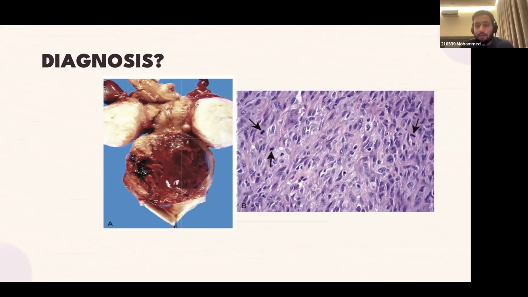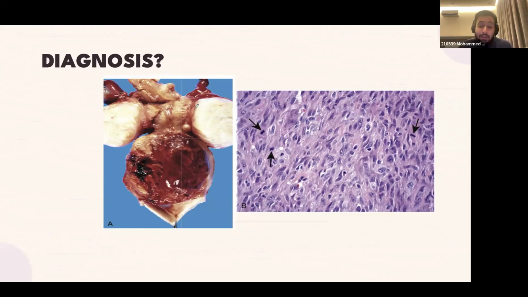Good. This is a leiomyosarcoma. Is a leiomyosarcoma related to a fibroid or a leiomyoma? Or can a leiomyoma form a leiomyosarcoma? Yes or no? No. Excellent. That's it. You need to remember that's not related.